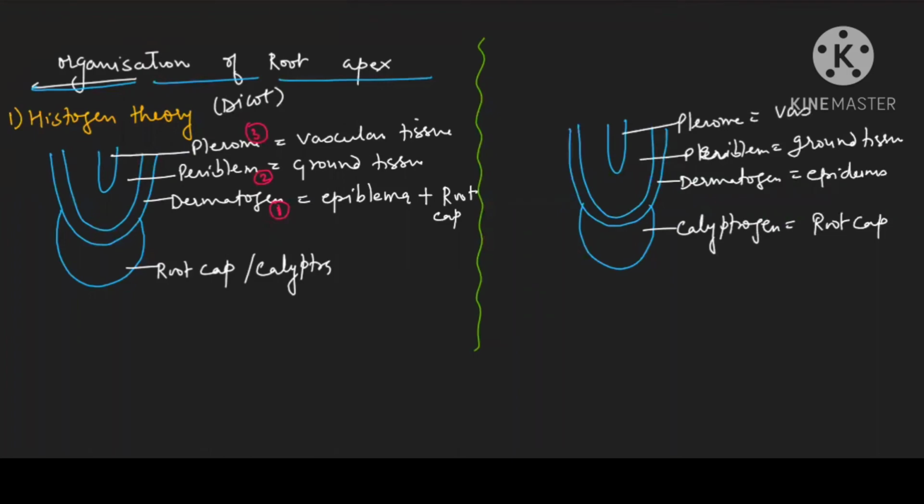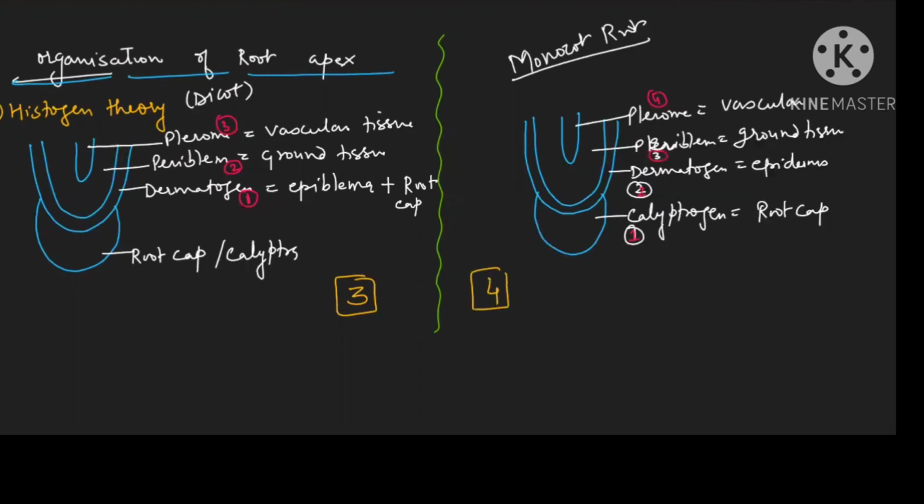So there are 4 histogens in the case of monocot root. What are the 4 histogens? Number 1 is calyptrogen. Number 2 is dermatogen. Number 3 is periblem. And number 4 is plerome. So I hope this is clear. Here we have to focus: only 3 histogens are there in one case, and here a total of 4 histogens are there.